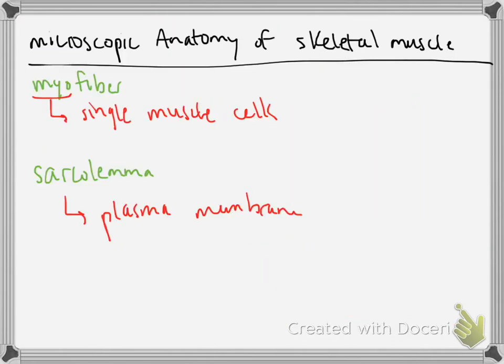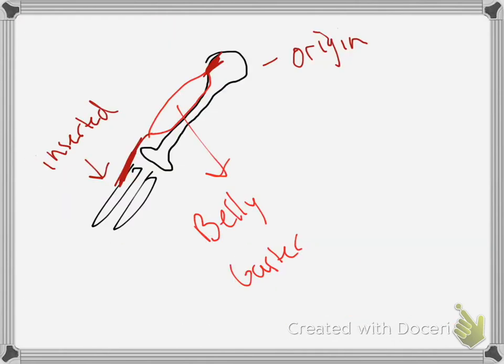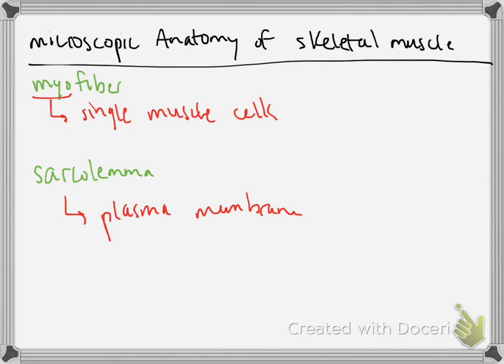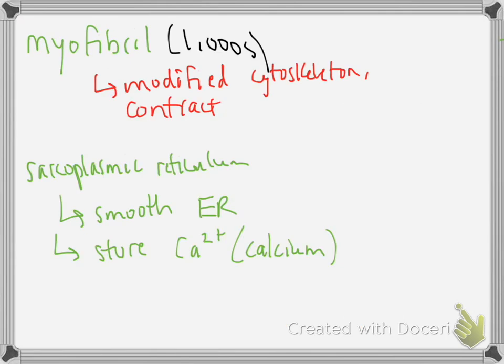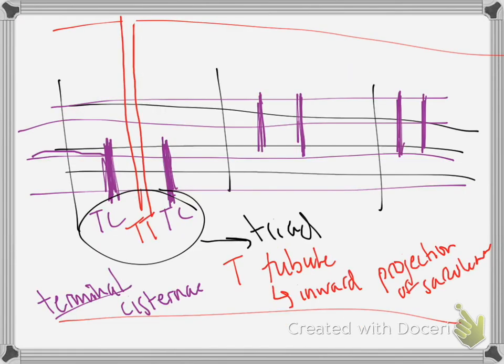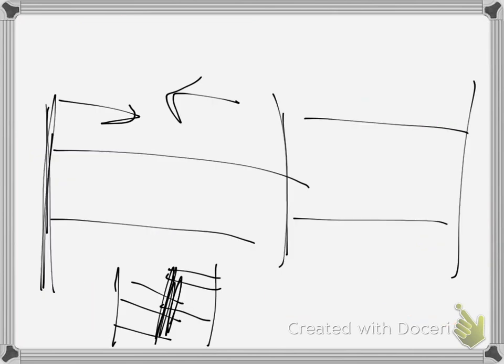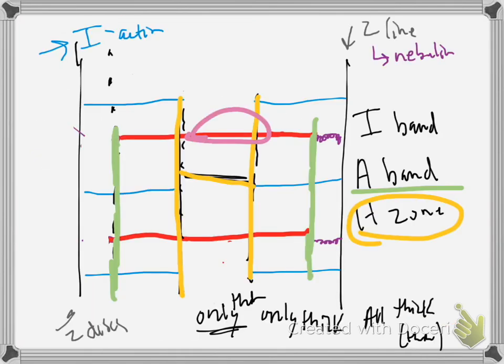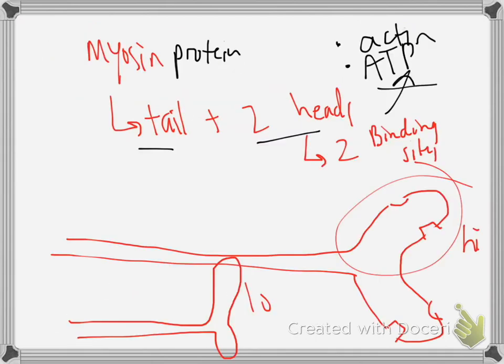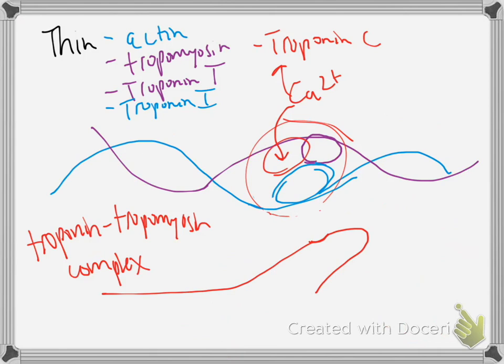from this microscopic anatomy. You want to be able to talk about all these different words: myofiber, sarcolemma, sarcoplasm, the nuclei, myofibril, sarcoplasmic reticulum, terminal cisternae, triad, T-tubule, myofilament, sarcomere, myofilaments, thick and thin, actin, this whole orientation of the sarcomere. You want all this stuff. Binding sites, troponin tropomyosin complex. You want to get all this stuff down before you start the physiology.